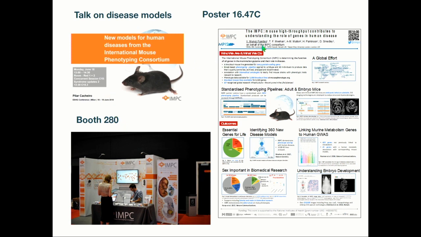And then Violetta's got a poster that summarizes the whole of the IMPC. So if you miss us at the booth, come and talk to Violetta, or the rest of us will probably be standing around it at the time as well.